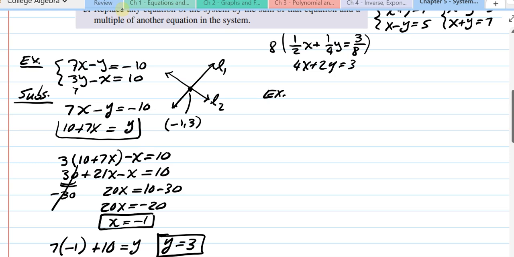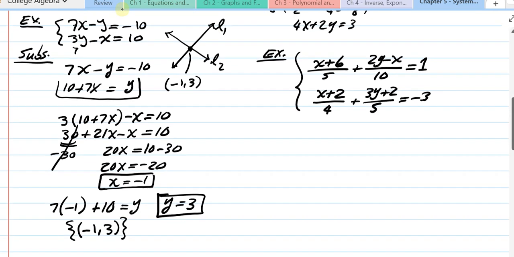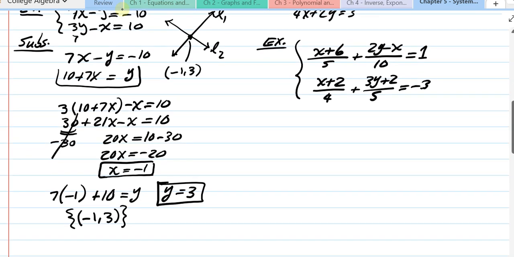This one, I'm going to have some fractions in it, just so we are not afraid of fractions when we see them. I know they may be intimidating, but we'll deal with them, no problem. So let's take a look at this one. I have x plus 2 divided by 4 and 3y plus 2 divided by, let's go 5, equal negative 3. All right. Now, this, we also want to solve by a substitution method. Notice again the fractions don't look good.